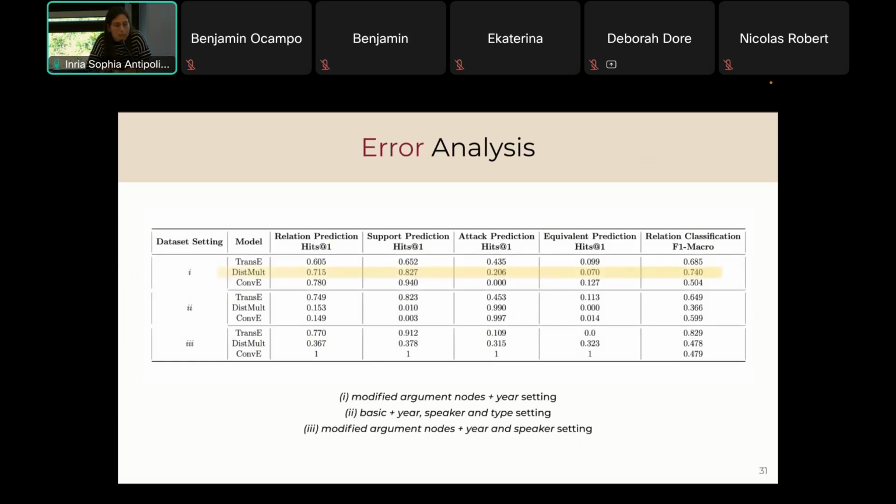In the end, the DistMult model proved to be the most balanced, with a good relation prediction F1 and a good relation classification F1 macro, giving attention to all three labels. Of course, the equivalent was the one to which the model paid less attention because it was underrepresented in the dataset, but this is to be expected once again.